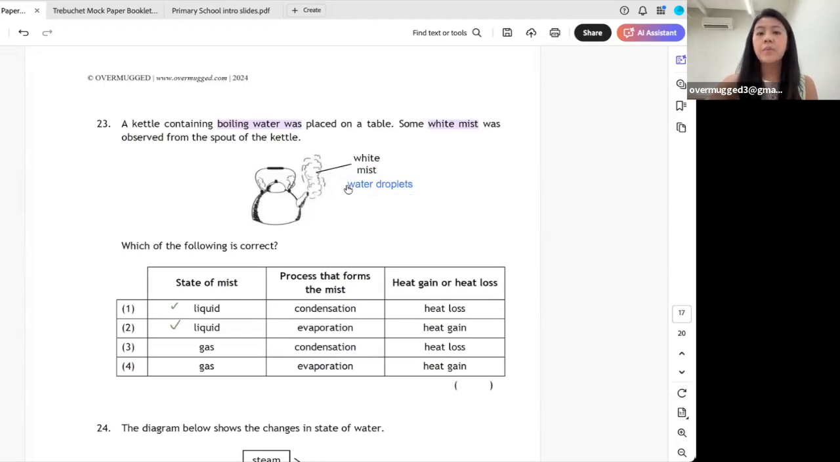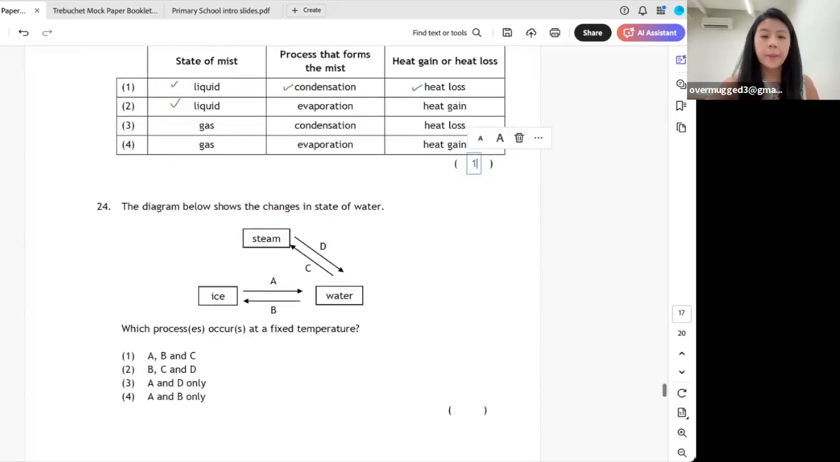or 2. Now, the process where water droplets are formed, if you recall your processes, water droplets are formed from water vapor. So water vapor to water droplets, it is actually the process of condensation, okay? And condensation is a heat loss process, right? So therefore, answer would be option 1, okay?